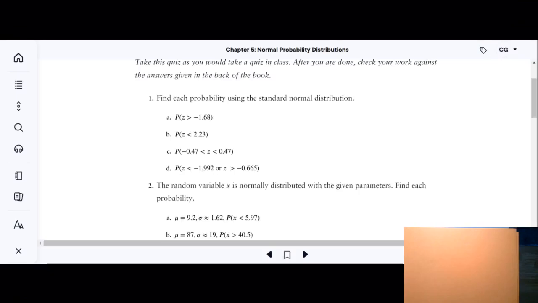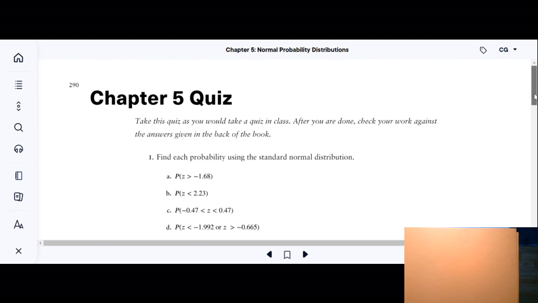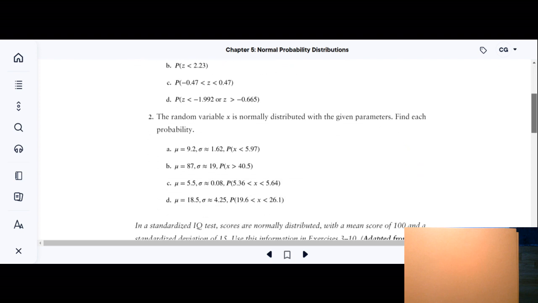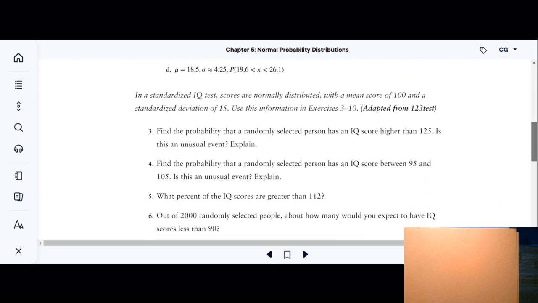I wanted to go through a chapter 5 problem with you to make sure that everyone is okay with the way that they are working the problem out. Okay. So I am in your e-text from my stat lab. I just pulled up the chapter 5 quiz and I just pulled one of the problems.